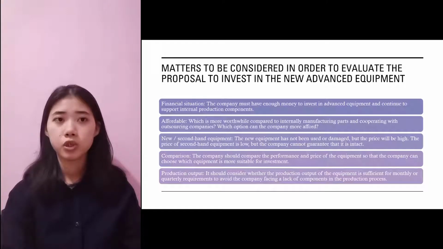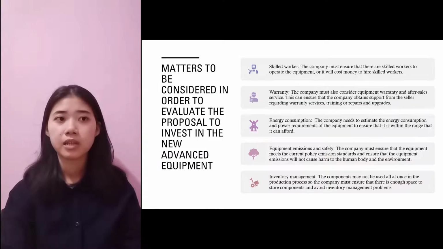The company should consider whether the production output of the equipment is sufficient for monthly or quarterly requirements. This can avoid the company facing a lack of components in the production process. At the same time, the company must ensure that there are skilled workers to operate the equipment, or it will cost money to hire skilled workers. In addition, the company must also consider equipment warranty and after-sales service. This can ensure that the company obtains support from the seller regarding warranty service, training, or repair and upgrades.